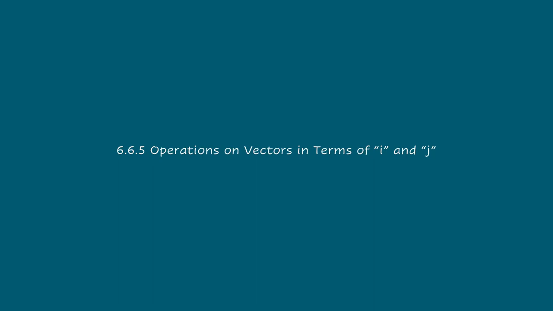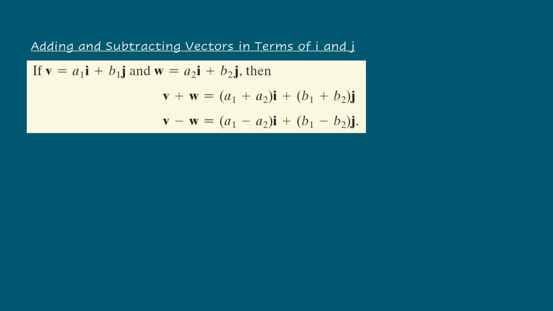In this video, we'll take a look at how to perform operations on vectors in terms of i and j. When you're given vectors that are in terms of i and j, in other words, ai plus bj, adding and subtracting them is fairly straightforward. What you do is you take like components, the a parts and the b parts, and you add them or subtract them, whatever the case may be, whatever it is that you are attempting to accomplish.